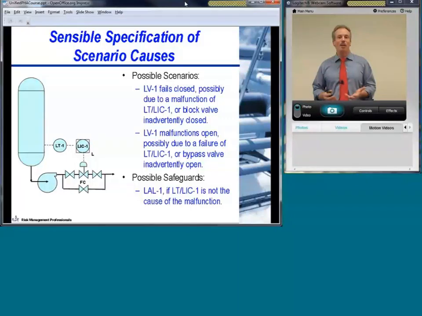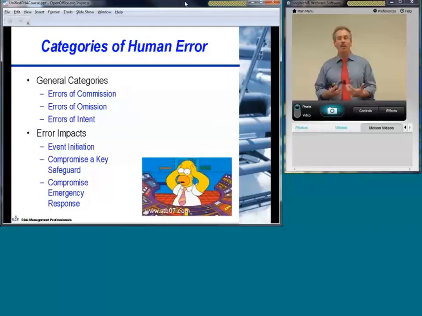Human error, there are various categories of that. Errors of commission, where somebody overtly does something that's incorrect. Errors of omission, where somebody misses a step or doesn't do something. Or errors of intent, where somebody decided to maybe take a shortcut. These are core problems that tend to precipitate other types of specific failures. And these are the kind of things that you can quantify and certainly should be considered for the HAZOP study.